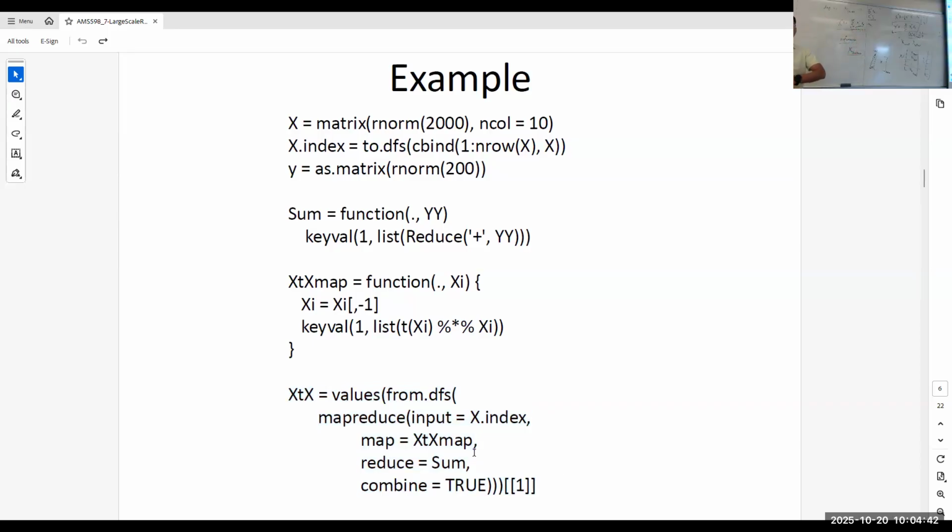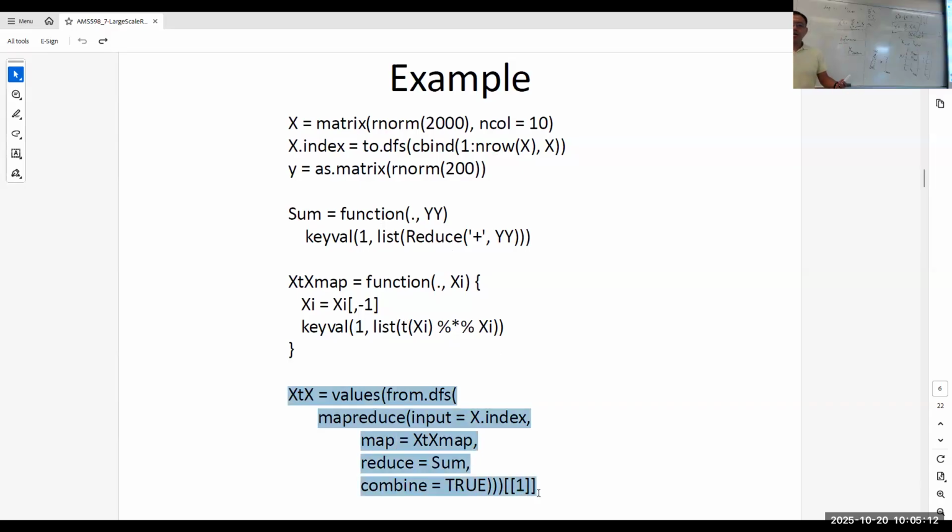You break the x into small chunks, and then you separately calculate their multiplication. Now they will have the same key. So in the reduce function, all these xi transpose xi will be attached to the same key, and then they're going to be reduced by sum. So the step here is just a map reduce function.